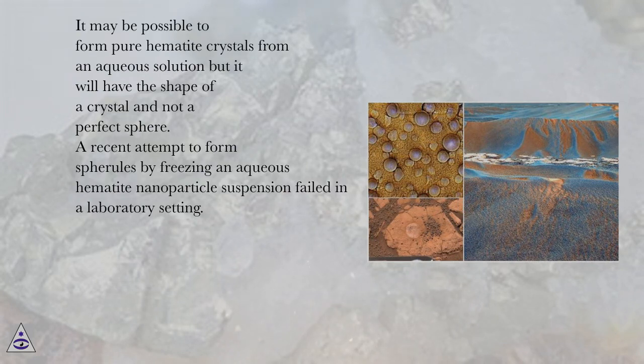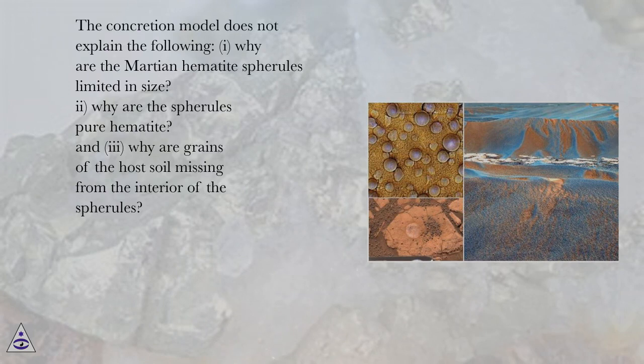A recent attempt to form spherules by freezing an aqueous hematite nanoparticle suspension failed in a laboratory setting. The concretion model does not explain the following: 1. Why are the Martian hematite spherules limited in size? 2. Why are the spherules pure hematite? And 3. Why are grains of the host soil missing from the interior of the spherules?